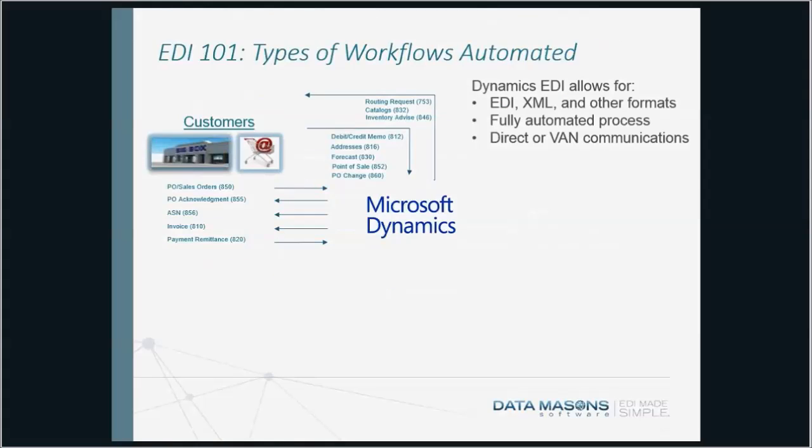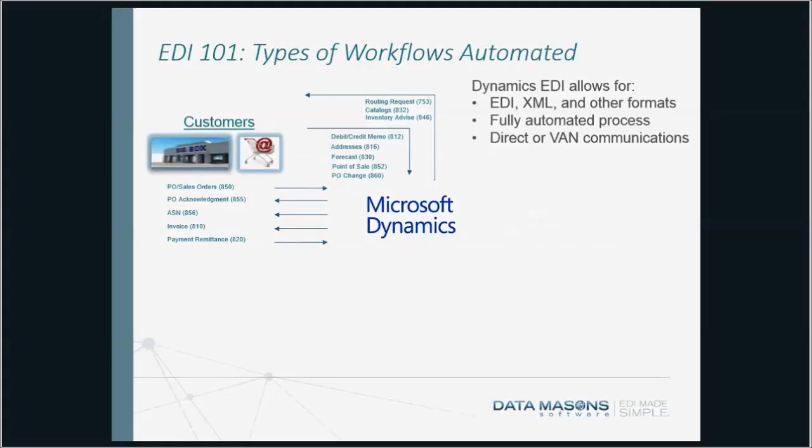Now, when you look at the different types of workflows within Dynamics, one of the more common entities to trade with may be your customers. When you think of, for instance, large national accounts, a Walmart, an Amazon, depending on what industries you're in, a lot of times your customers are going to be asking you to receive in their purchase orders, i.e. your sales orders, so that you can then begin the pick, pack, ship process.